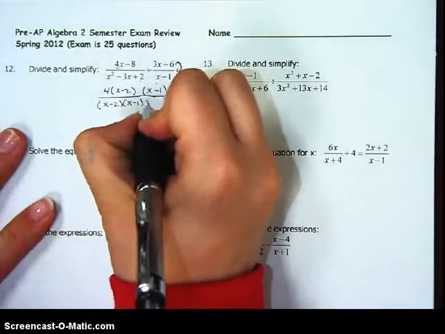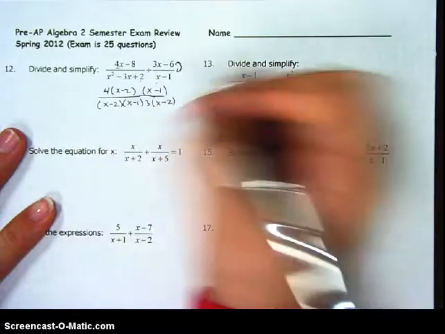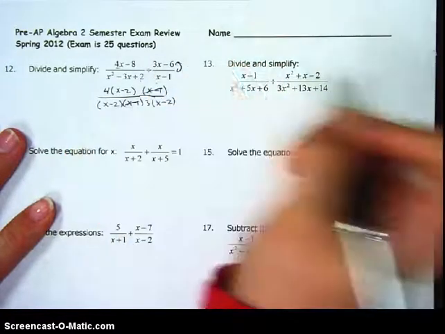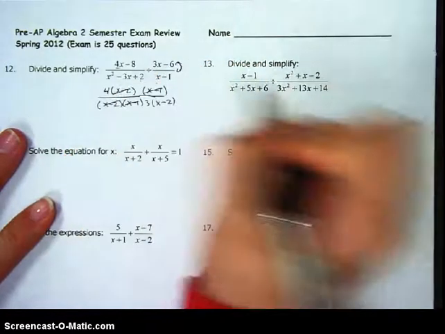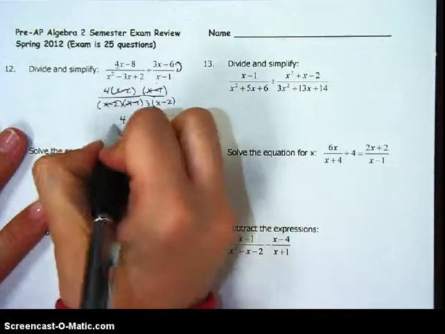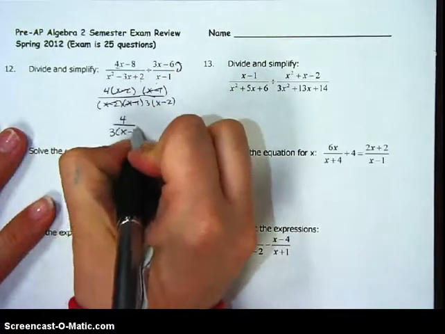Then we're going to factor out a 3 and that'll leave me with x minus 2. When I do that, the x minus 1's cancel. The x minus 2's cancel, so we're left with 4 on top and 3x minus 2 on the bottom.